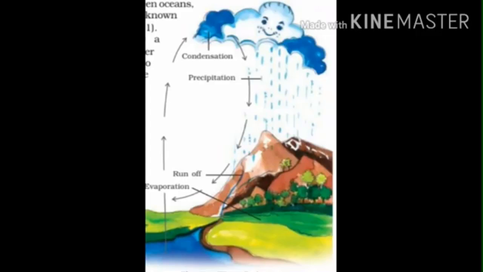Water cycle, are you clear children? We'll move on to the next one. Next one is water sources. There are two types of water available on the earth's surface. What are they, children? Yes, the first one is fresh water, another one is saline water.